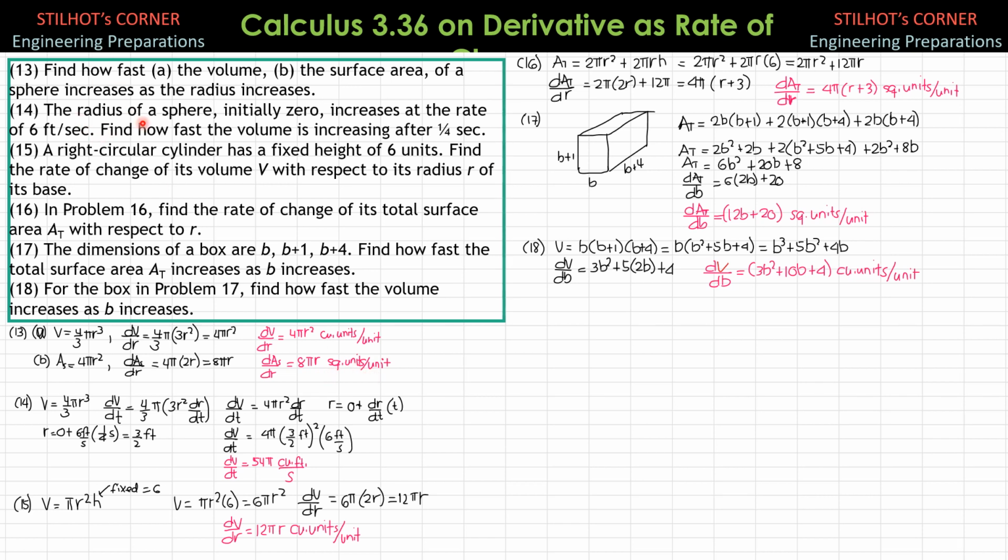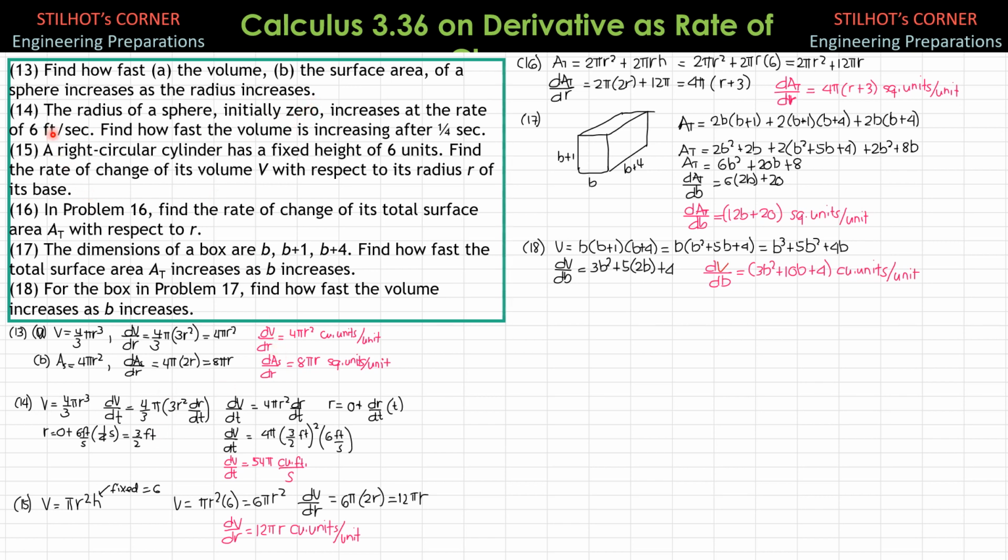Then number 14, the radius of a sphere, initially 0, increases at the rate of 6 feet per second. So this 6 feet per second is the rate of change of radius with respect to time, and that is dr/dt. Find how fast the volume is increasing after 1/4 second. So dr/dt is 6 feet per second times time. That would be the expression for the radius. Radius is dr/dt times time. Of course, it begins with 0, initially 0.